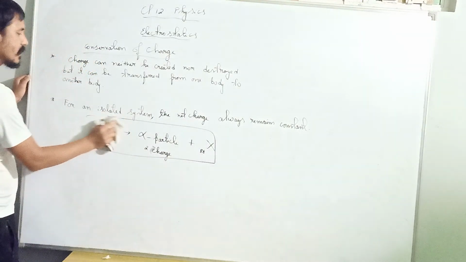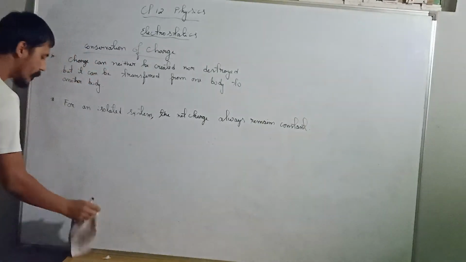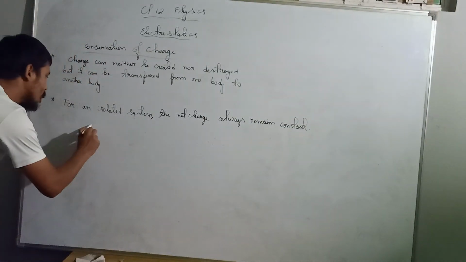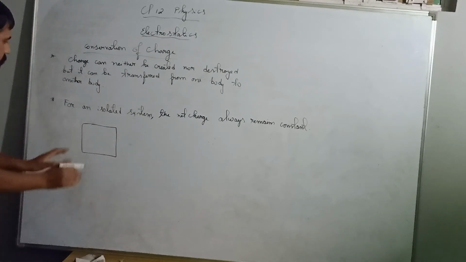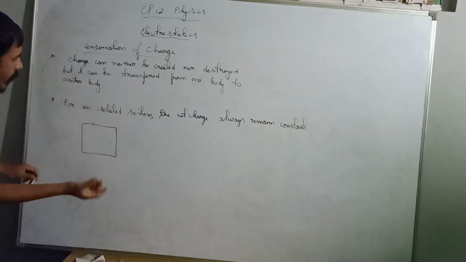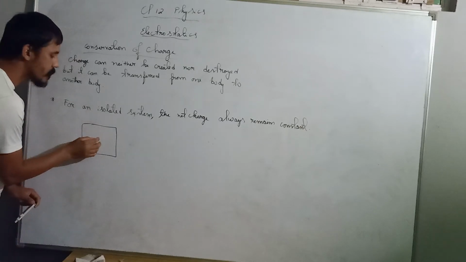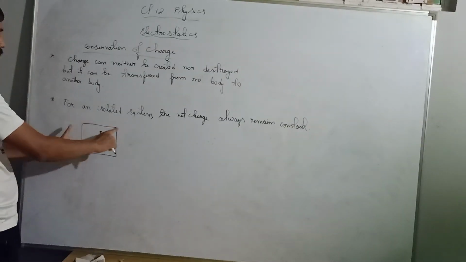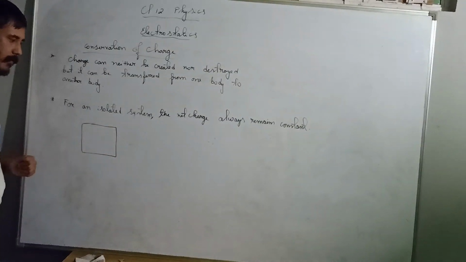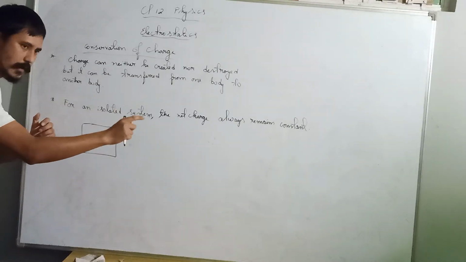I'll give you one better example. Suppose you have a system, a closed system, which is non-conducting, meaning no charge can come in from outside or go out. So just consider that this box is an isolated system having insulating walls, having non-conducting walls.